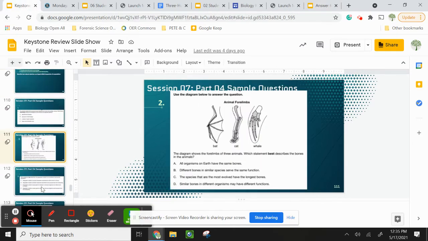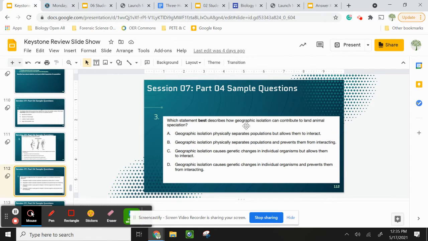Good question. Number 3. Which statement best describes how geographic isolation can contribute to land animal speciation? Geographic isolation physically separates populations but allows them to interact. Geographic isolation physically separates population and prevents them from interacting. Geographic isolation causes genetic changes in individual organisms but allows them to interact. Geographic isolation causes genetic changes in individual organisms and prevents them from interacting.